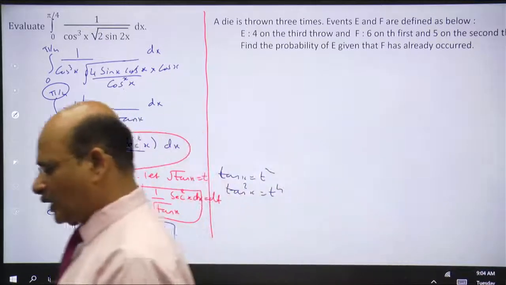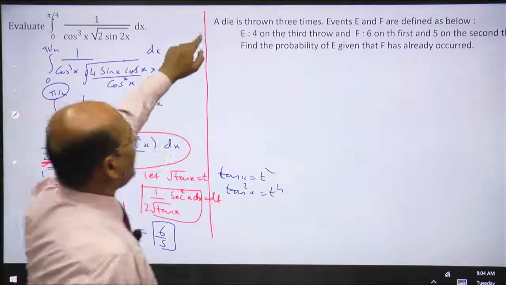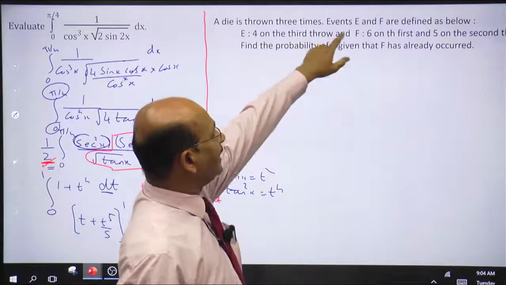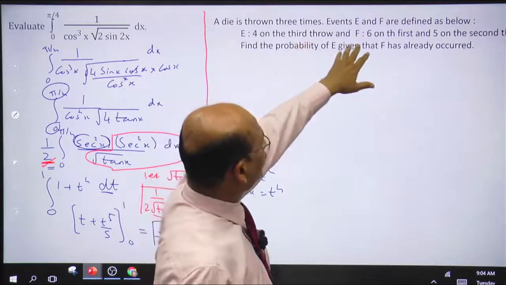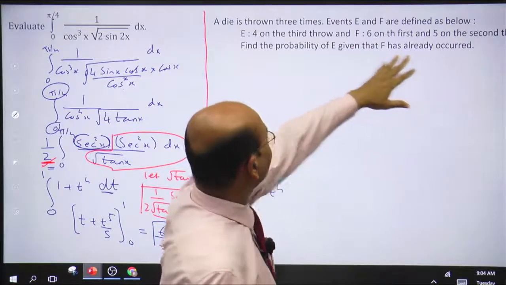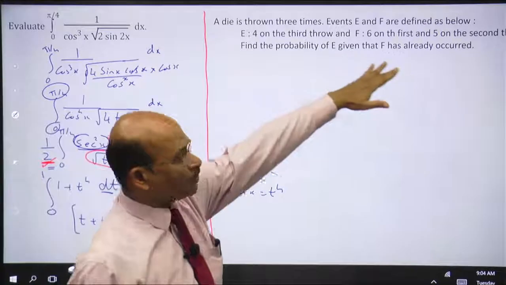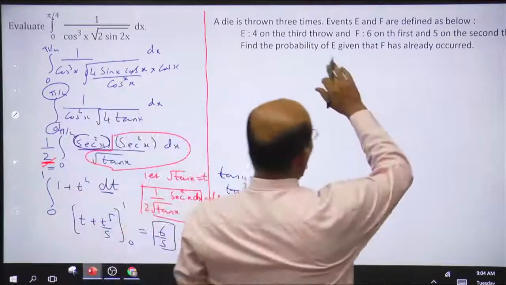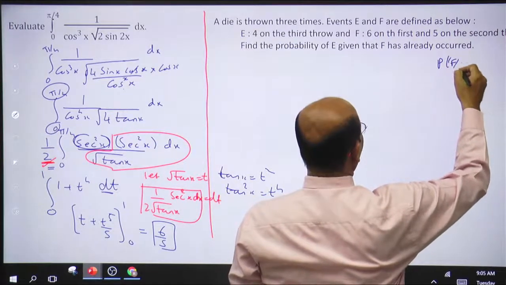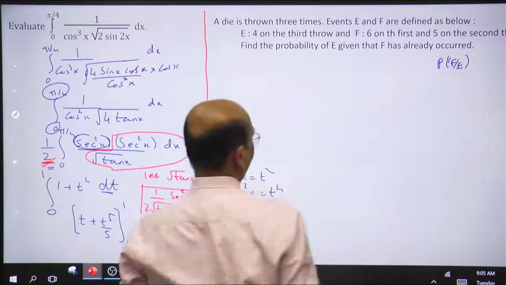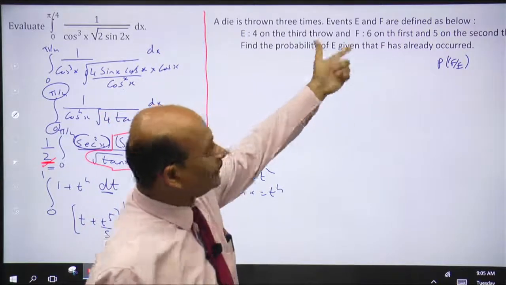Now come here. Look at the probability question. The probability question is something very different. Pay attention. A die is thrown 3 times. Events E and F are defined as follows. E is 4 on the third throw and F is 6 on the first and 5 on the second throw. Find the probability of E given that F is already occurred. Matlab, they are asking you, F is given, find probability of E by F.